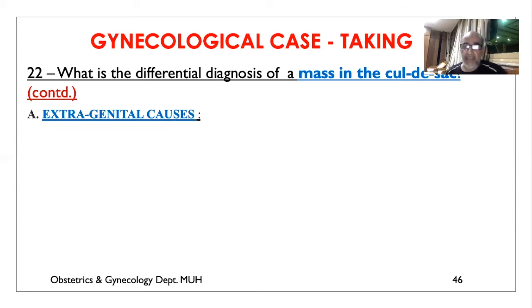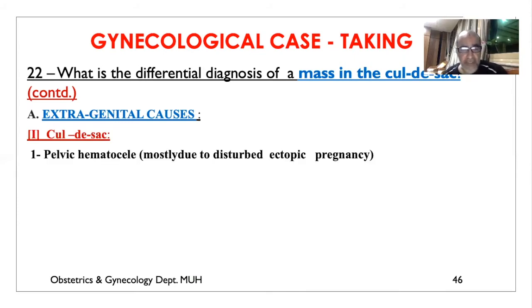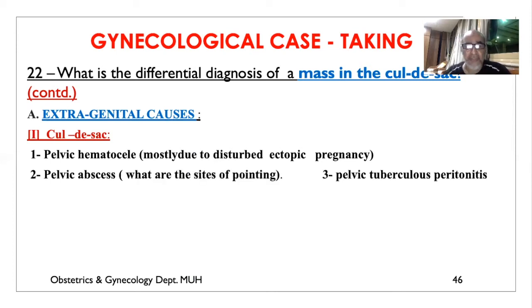Extragenital causes of a mass in the Douglas pouch include cul-de-sac lesions, such as pelvic hematocele, mostly due to disturbed ectopic pregnancy, chronic disturbed ectopic pregnancy, and pelvic abscess. What are the sites of pointing? Sites of pointing in the gluteal region. Why? It is a pelvic abscess in the Douglas pouch. How can it point in the gluteal region? Because pus takes the way to the outside through the pudendal canal to the gluteal region. This is an important question.